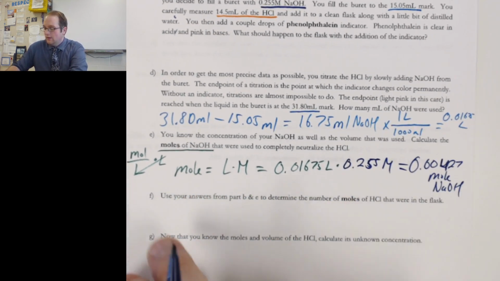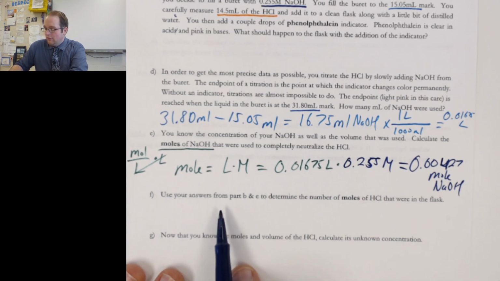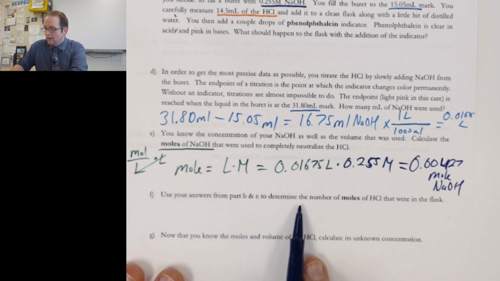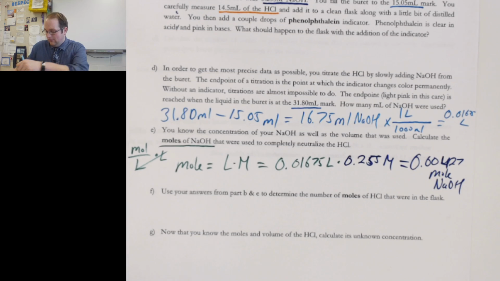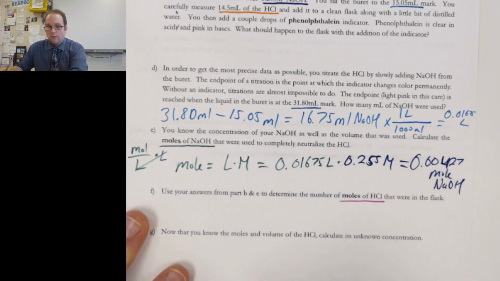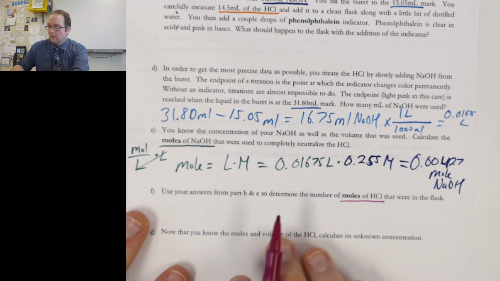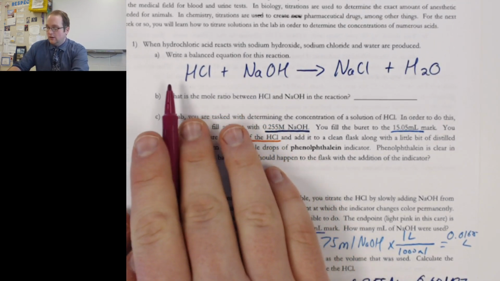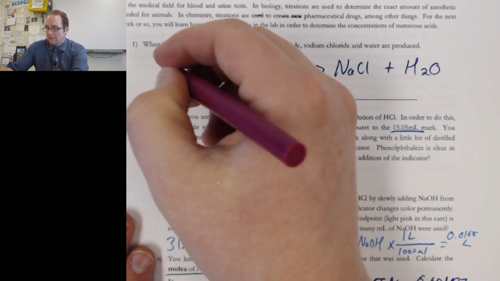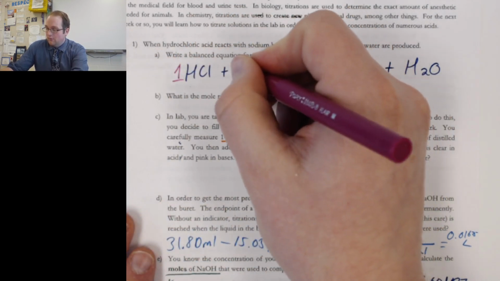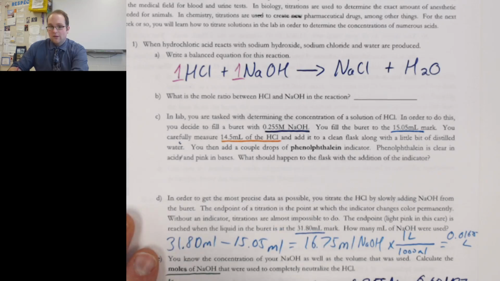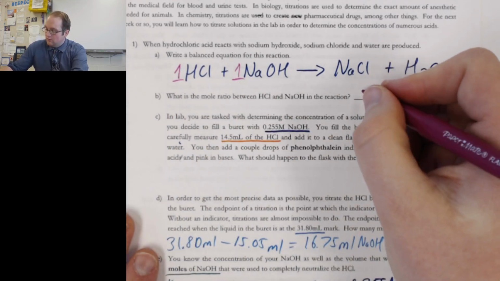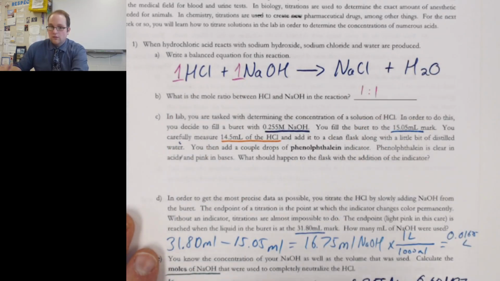So that 427 is going to be super important as we move down into part F and part G. In part F, we need to use our answers from part B and part E to determine the moles of HCl. So now we're not worried about NaOH anymore. We're worried about HCl. So this is where we need to go back up to our equation and think about our ratio. Since this guy is already balanced, we can remember that there's always these invisible ones in front of their formulas. So the ratio of these two is very simply 1 to 1.